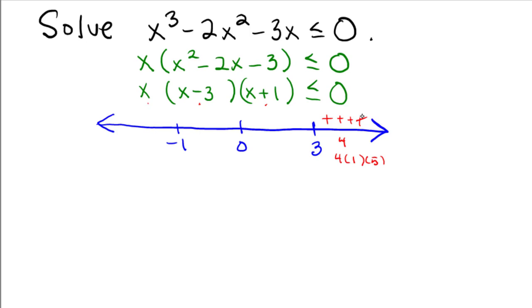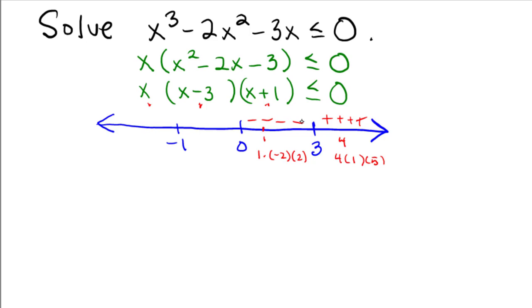Okay, now let's take a number that we love that's between 0 and 3. For example, let's use the number 1 as our testing number. So again, plugging it into the first, the second, and the third piece here, we see that we get 1 times 1 minus 3, which is negative 2, and then 1 plus 1, which is positive 2. And 1 times negative 2 times positive 2 is negative 4, indicating that we are negative in this interval.